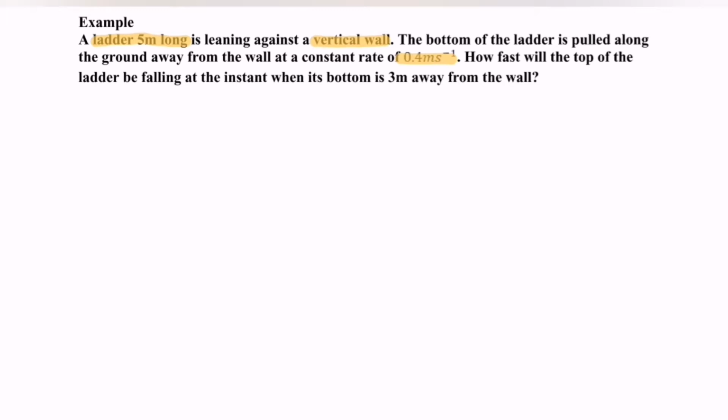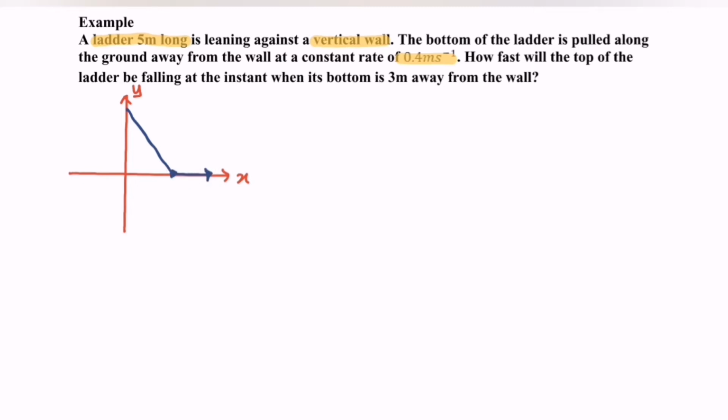So at first, kindly have the situation where we have xy axis. Here they mention a ladder 5 meters long is leaning against a vertical wall. Let's say the y-axis as the vertical wall and the ladder denoted in a blue color. So now for the horizontal we consider as x and the vertical we consider as y. So now they said the bottom of the ladder is pulled along the ground away from the wall at the constant rate 0.4.